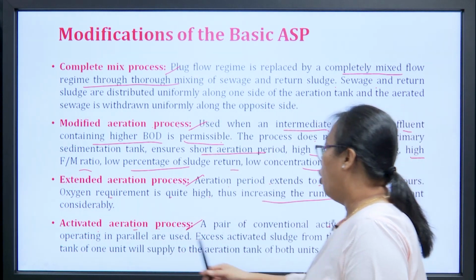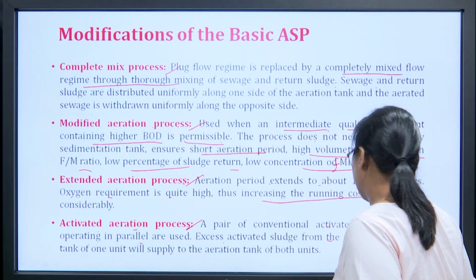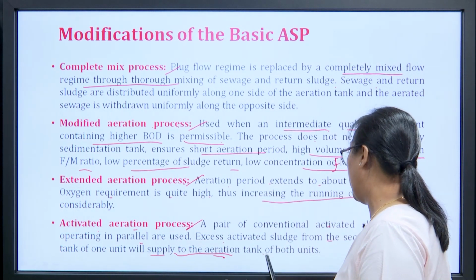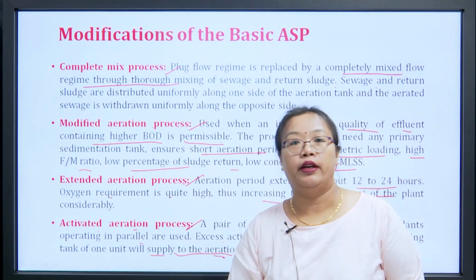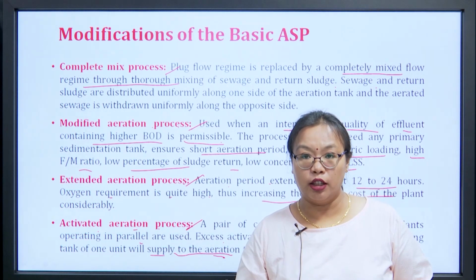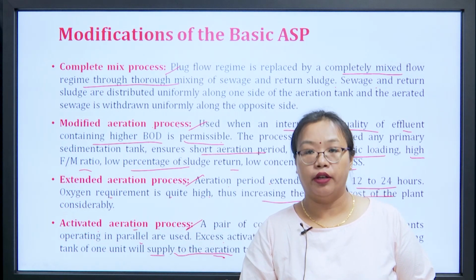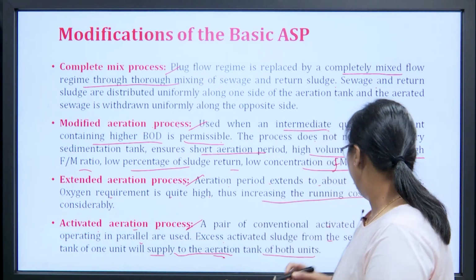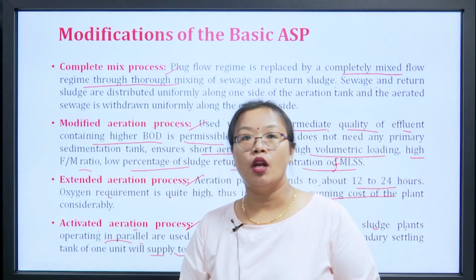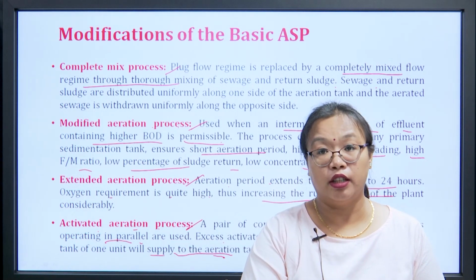The last one is called the activated aeration process. A pair of conventional activated sludge plants operating in parallel are used. Excess activated sludge from the secondary settling tank of one unit is usually supplied to the aeration tank of both the units. So activated aeration process मतलब आपको कुछ नहीं करना है, conventional जो activated sludge process है वैसे ही एक दो लगा देंगे साथ में, then you will have an activated aeration process. So, they are conventional activated sludge plants operating in parallel, right. Now, this is the modification of the activated sludge process.